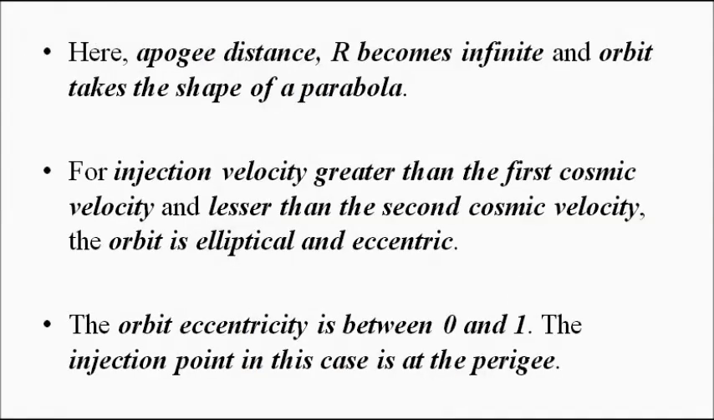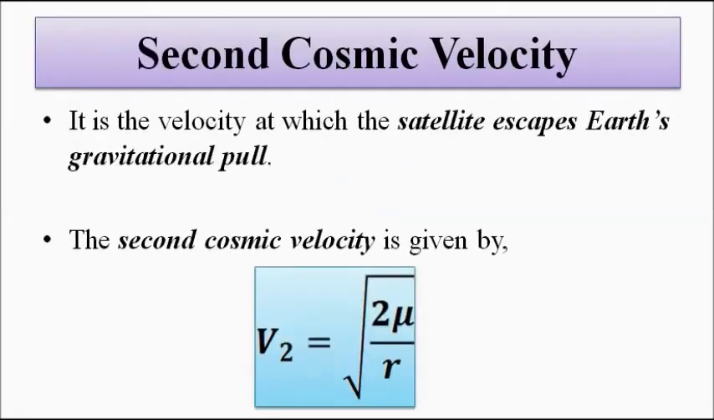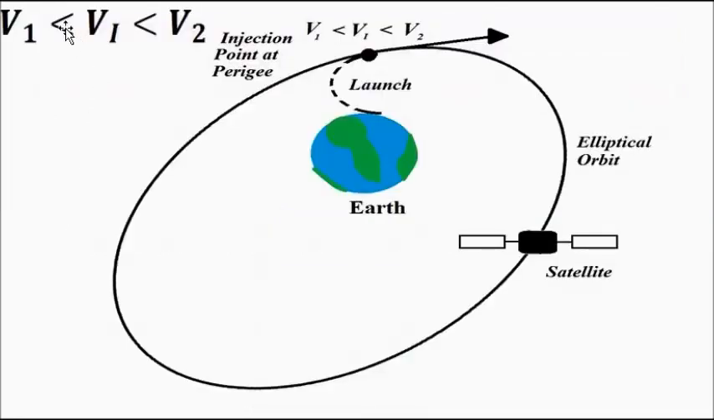Now, another interesting case involving the first and the second cosmic velocity comes into play when the injection velocity is greater than the first cosmic velocity but lesser than the second cosmic velocity.